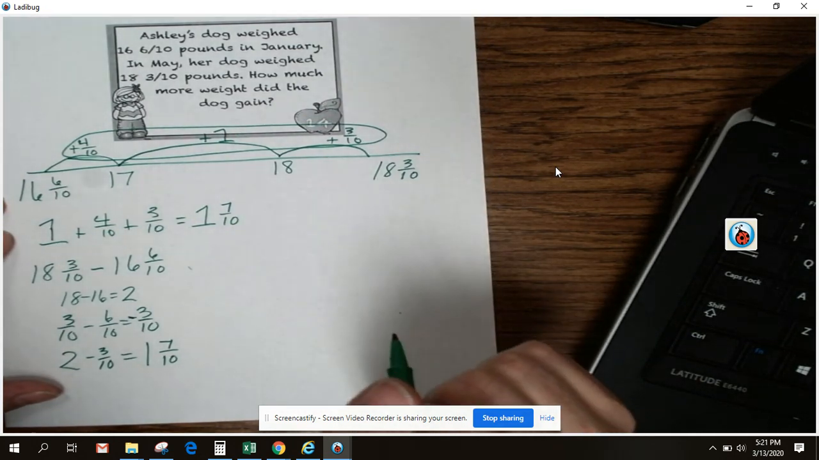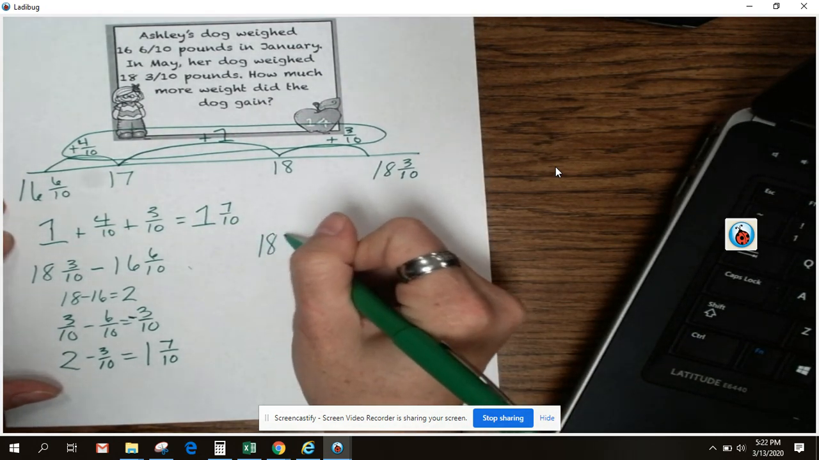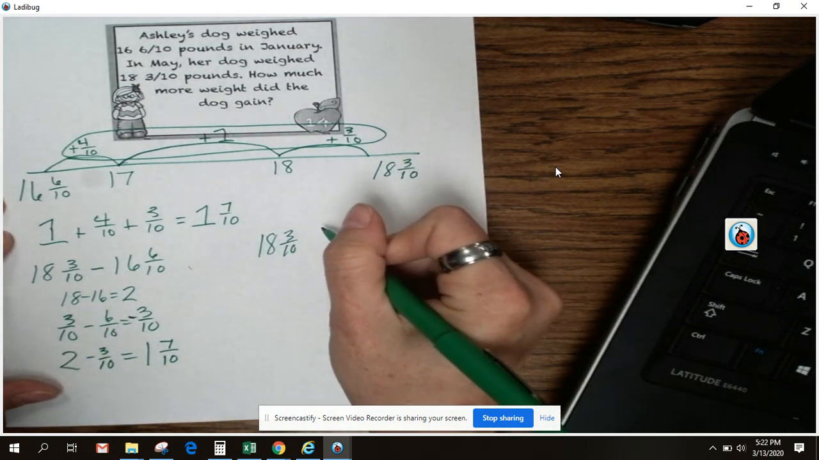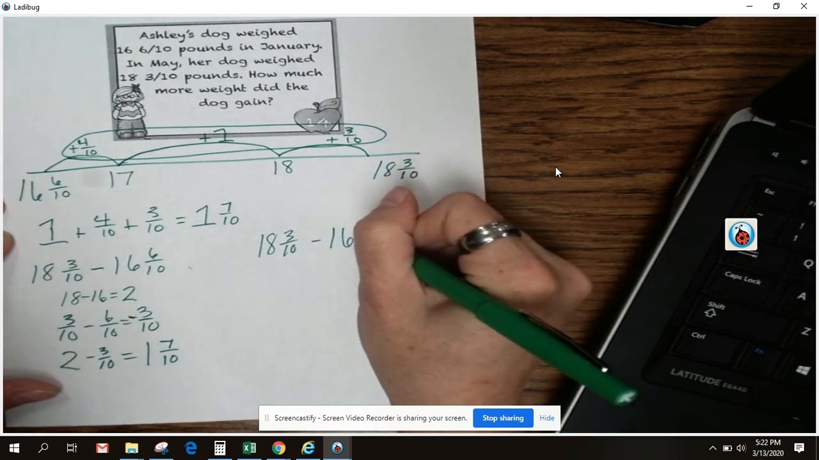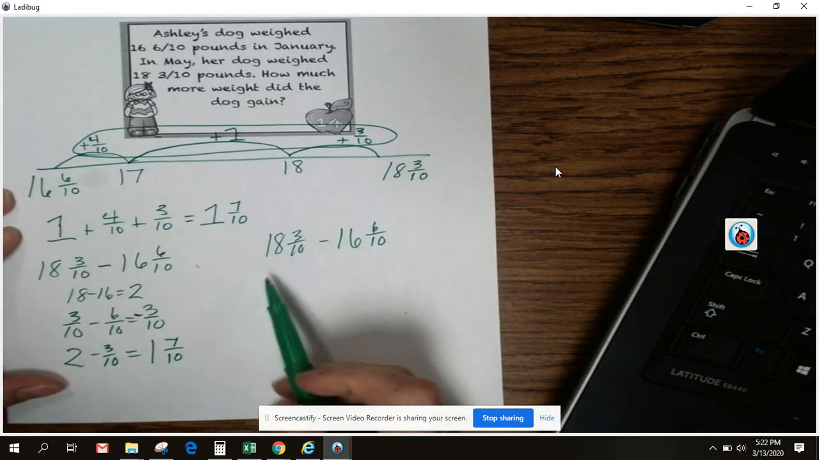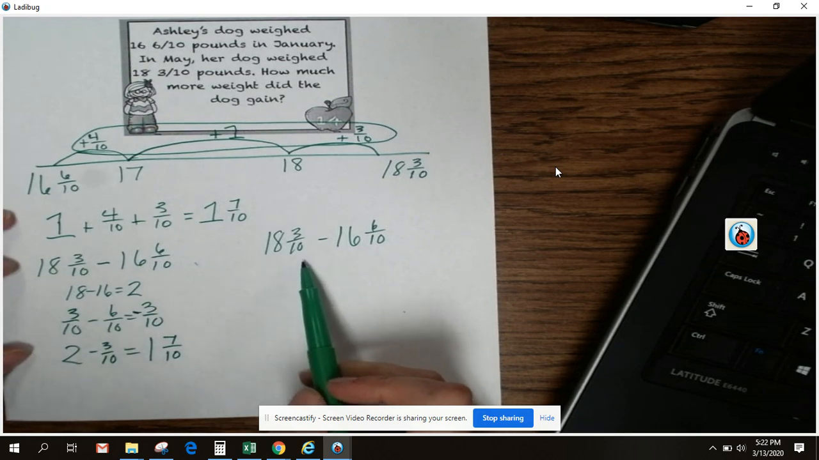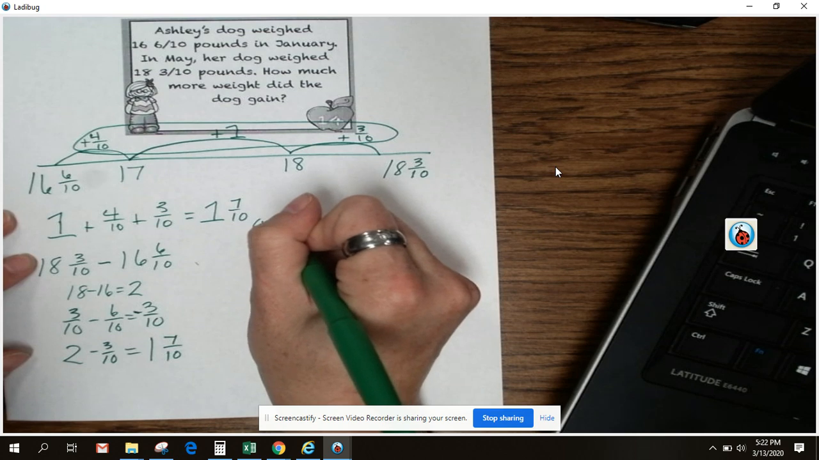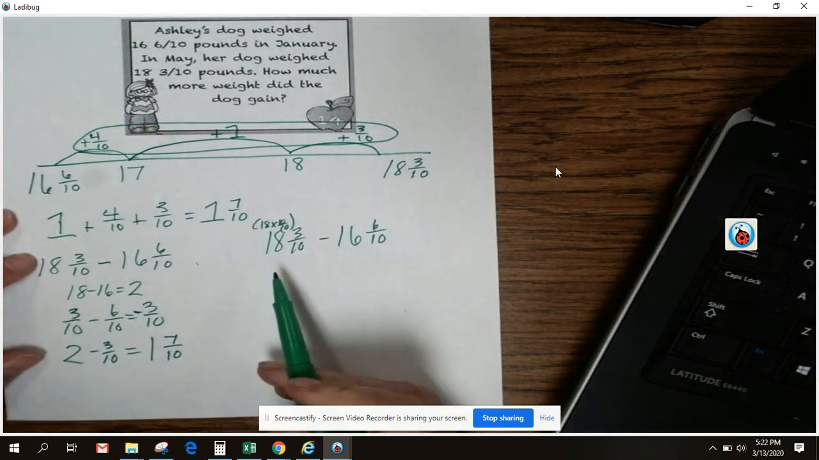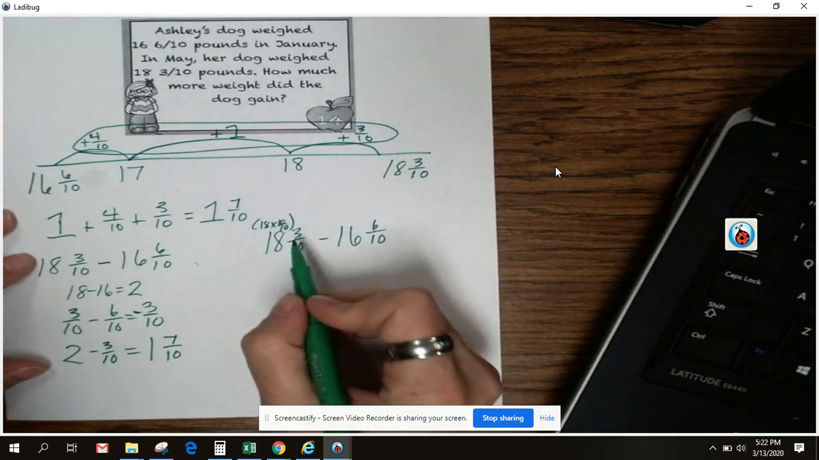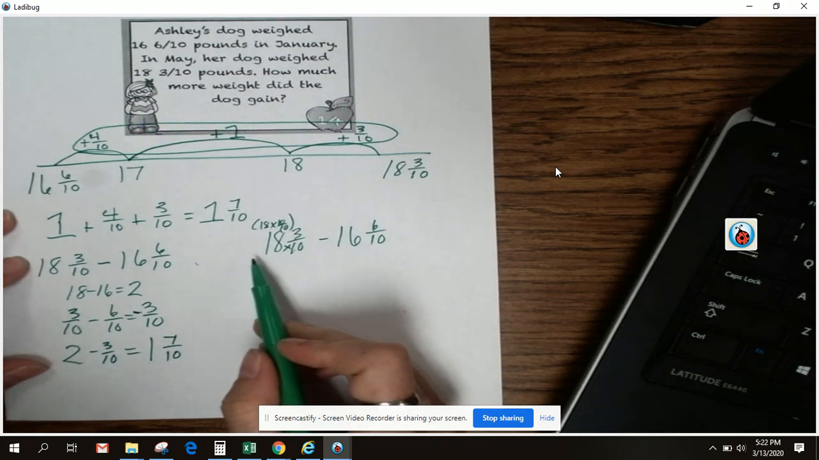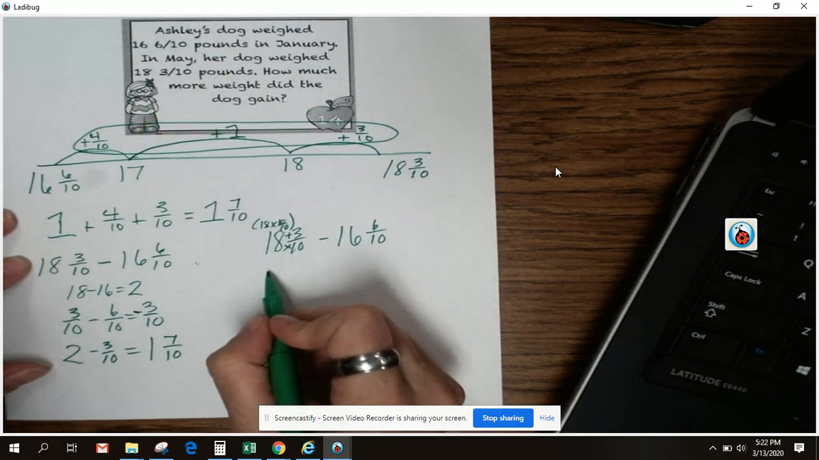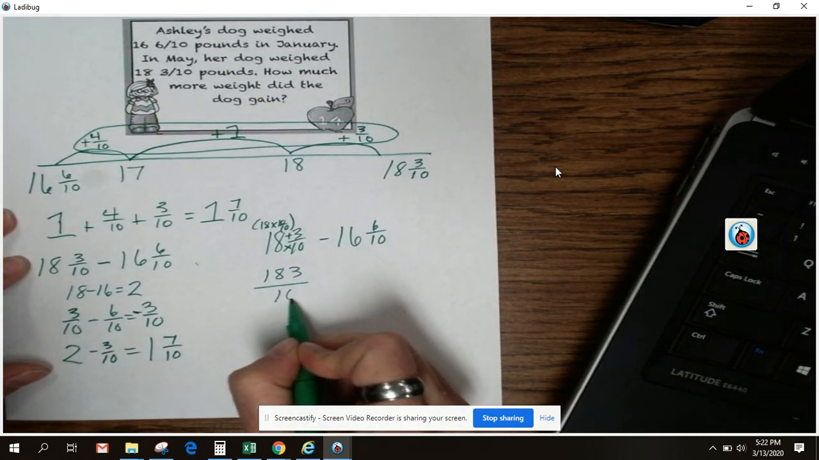For those of you who aren't quite sure about negative numbers yet, we could also think about our strategy we talked about previously of taking our mixed fraction and turning it into an improper fraction. So we have 18 3/10 minus 16 6/10. We know that 10 tenths is a whole. So we have 18 groups of 10 tenths in this 18 whole. If I take 18 times 10, which we know is 180, plus 3, that's going to get us 183 tenths.